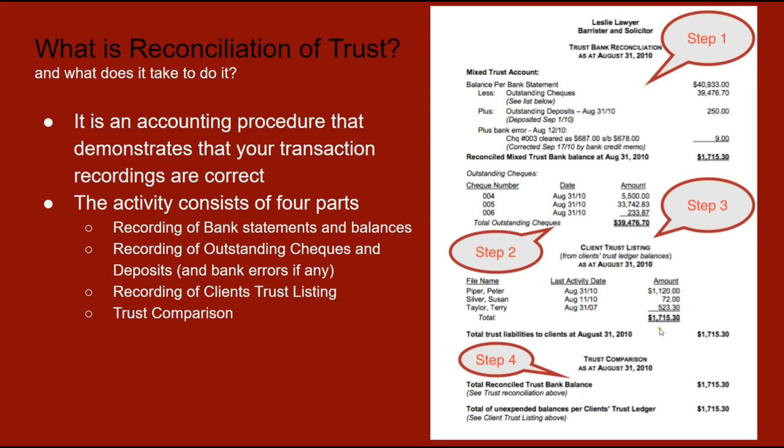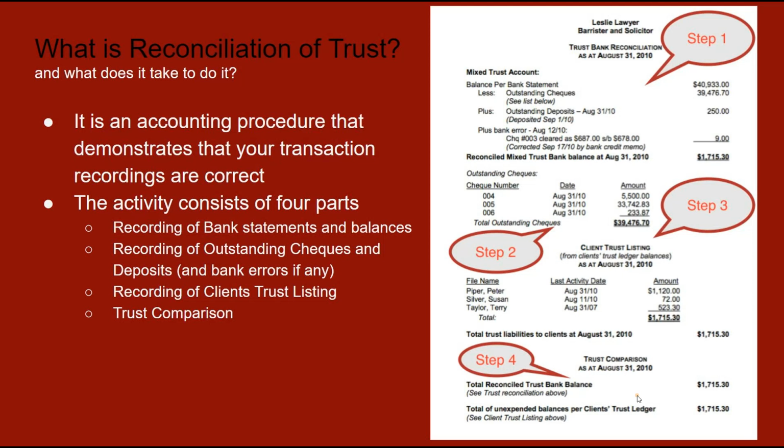Likewise, you see in this particular case, there's $1,120 remaining in the Peter Piper client trust listing. There's $72 for whatever reason with Susan, and another $523. They add up to give you the actual bank balance of $1,715. Step 4 is really for you to showcase that what's shown in your bank balance matches with your own bookkeeping's trust ledger.